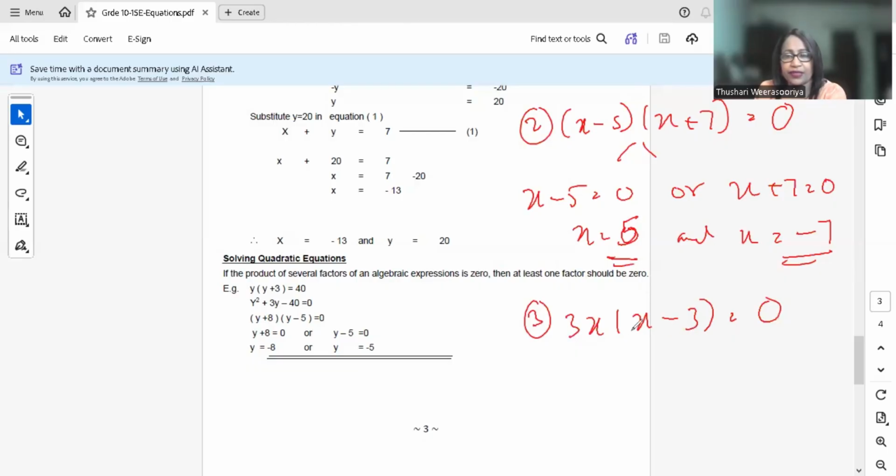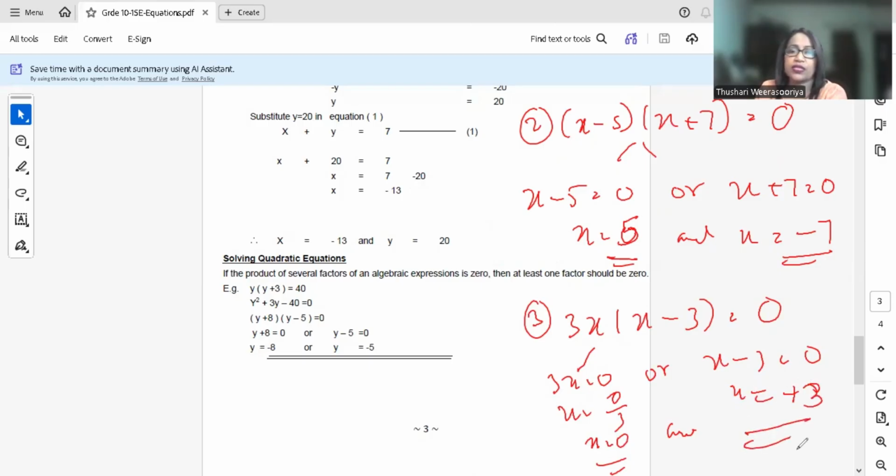Sometimes you get 3x, x minus 3 equals 0. This is the second example. Third example. Most of you remove the brackets, again factorize. No need. They have already factorized this. Okay? In the textbook you get these kinds of questions, right? Then you break into pieces. 3x equals 0 or x minus 3 equals 0. Then x equals 0 divided by 3, x equals 0, and x equals plus 3. Those are the two answers.